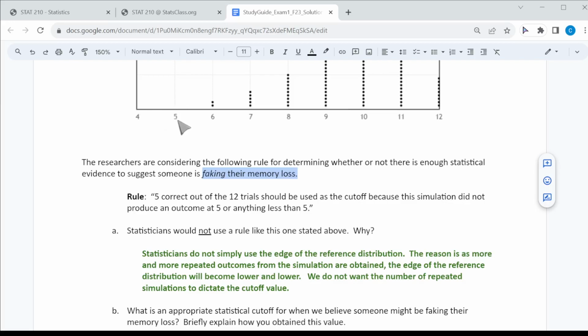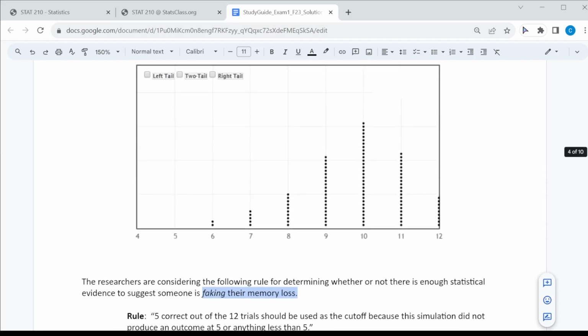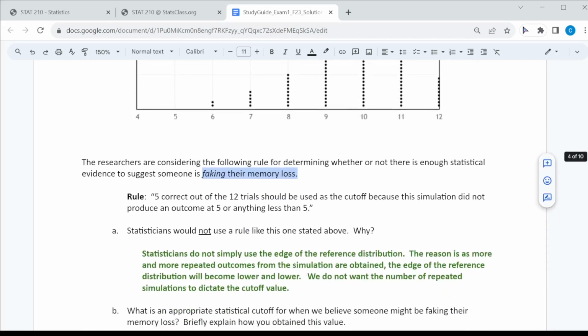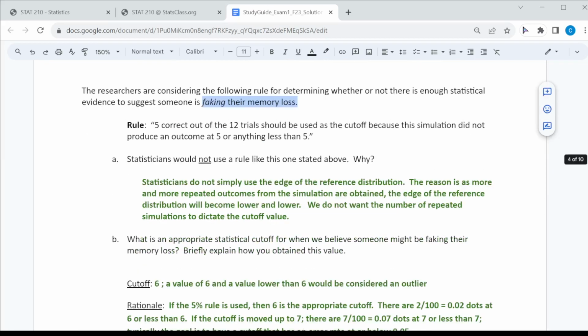We started the first couple of examples thinking maybe it would work to use the edge of the distribution, and then we quickly moved to the 5% rule. The reason we don't want to use the edge of the distribution is because if I get more dots, then that boundary on the left side is going to keep going down and down and down, right? So we certainly don't want my cutoff value to be dependent on how many dots I'm using for my simulated outcomes. So that's what part A is about.